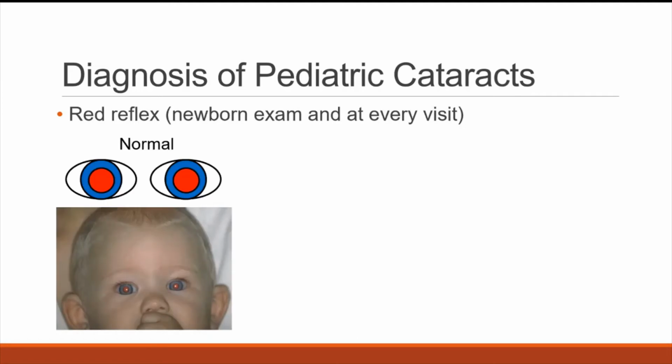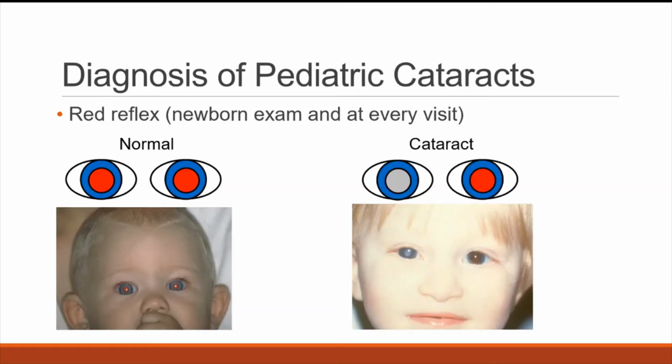As you can see in this image, the child has a normal red reflex. You can see the red coloration to the pupil bilaterally, and it is symmetric. In this image, you see an abnormality in the red reflex. The child's right eye is not reflecting red, but is instead appearing gray. Lens opacities due to pediatric cataracts result in this gray color.